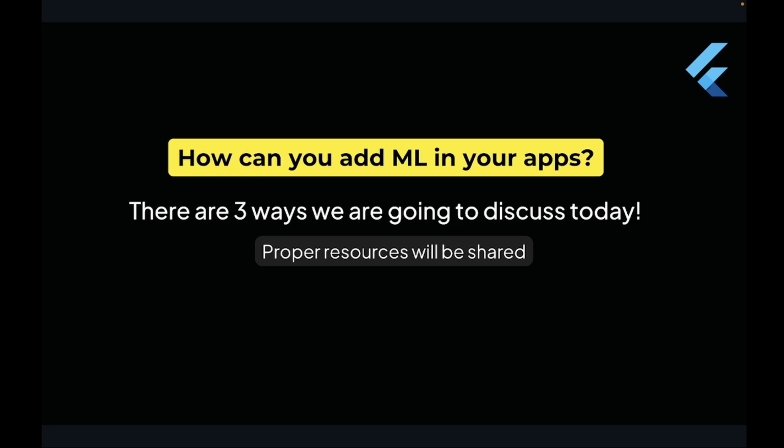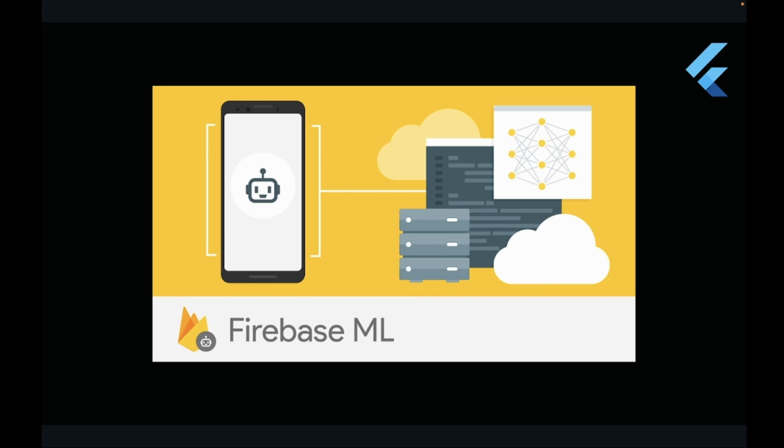But first of all, let's go through all these ways, and all the proper resources, video links and roadmaps, everything will be shared on how you can connect machine learning with Flutter apps. Because I am proficient in Flutter, as you know, that's why I'm going to take Flutter as a reference. But you can take any cross-platform app development framework, and you can add the same things in your applications. So the first thing is Firebase ML Kit.